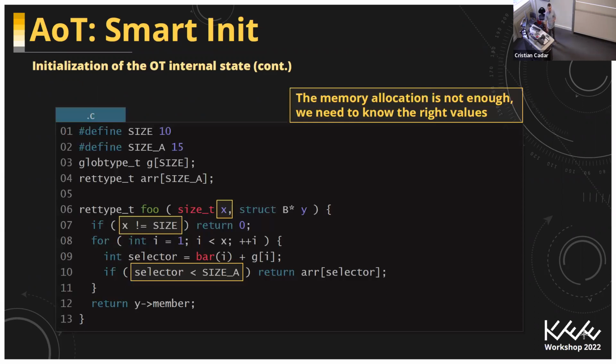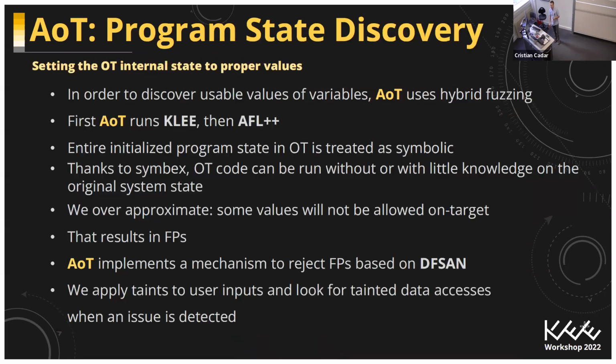Once we initialize the memory, we also need the right values. So in this example, if x is anything other than size, we never execute line 8. Or if selector, which is based on the return value of a function and a global, is greater than or equal to size, then we will never execute this return statement. And in order to discover program state, AoT implements a hybrid fuzzing approach. So we first run KLEE and then AFL.